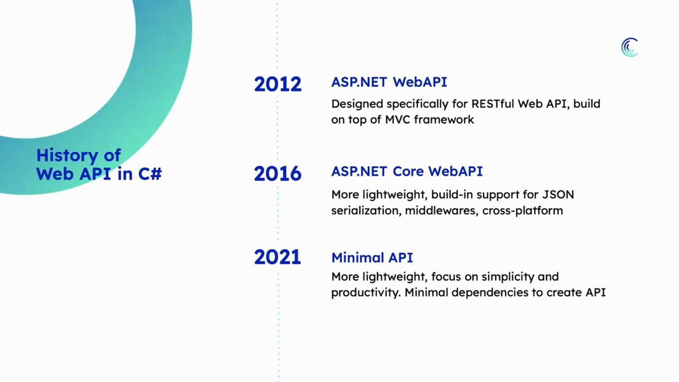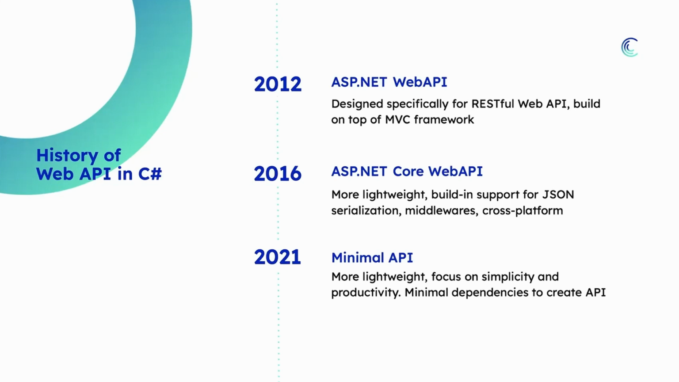All of these ways to write web APIs had something in common, and it was a controller. So when we built a web API, there was always a specific class from which we inherit all features, etc. In 2021, with .NET 6, we got a new way to write web APIs, and it was minimal API. The difference is that there is no controller at all.